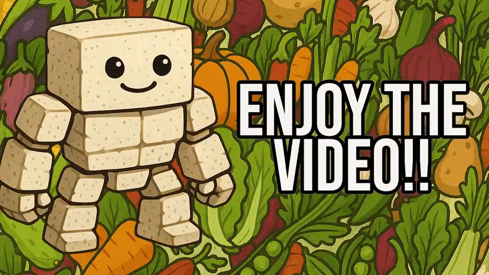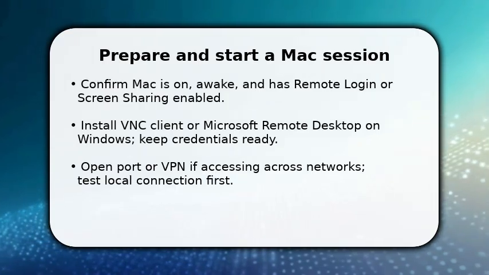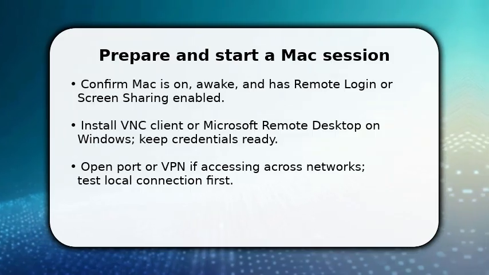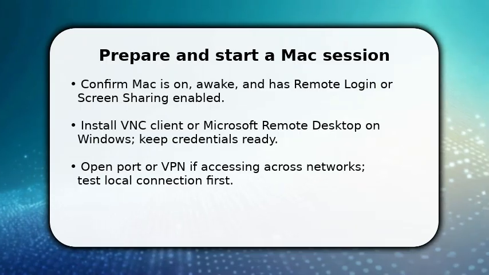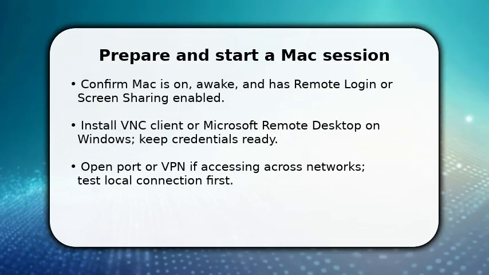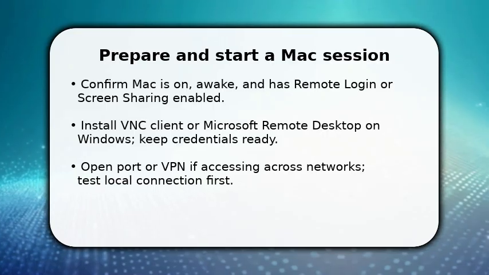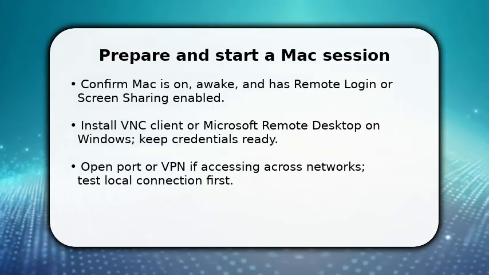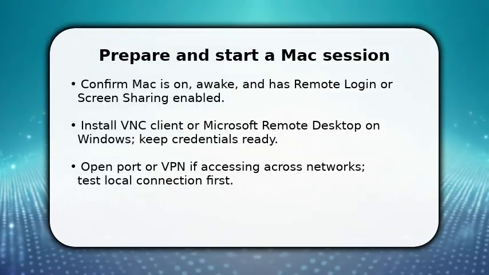Please enjoy the video. You start by enabling the Mac's remote access so you can connect from Windows. On the Mac, turn on remote login or screen sharing and create a user with a strong password. This gives you secure access. On Windows, install a VNC client or Microsoft Remote Desktop and save the Mac's IP and credentials. Once done, test a local connection on the same network to confirm settings before moving to remote access. This helps isolate network issues early.